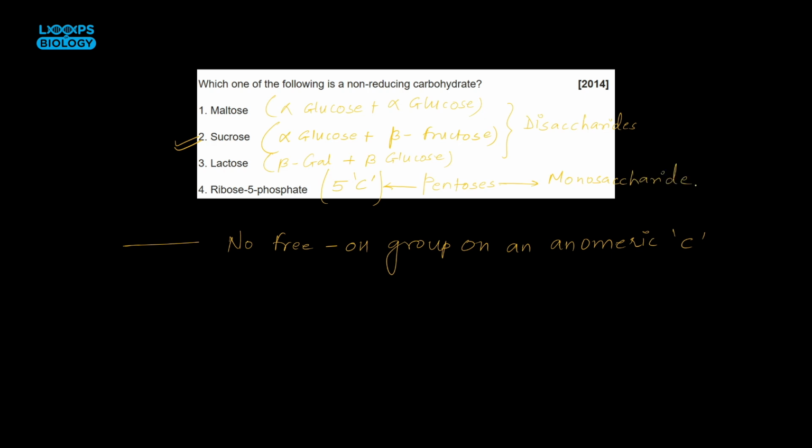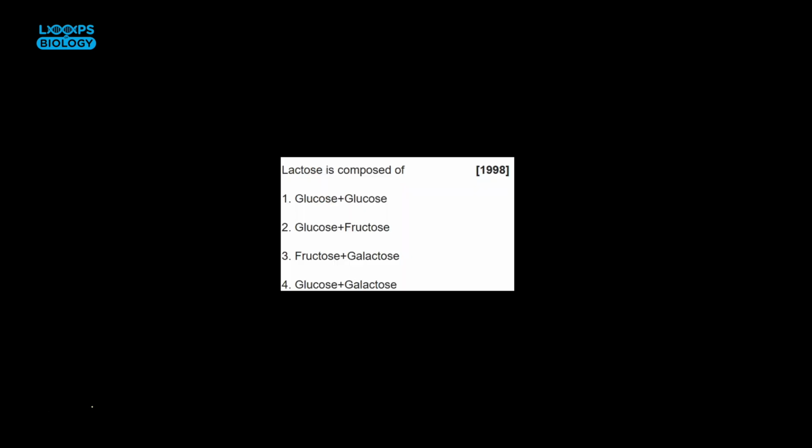Alright, so disaccharide and monosaccharide. Mostly monosaccharides are not going to be your non-reducing carbohydrate. Let's move on to the next: lactose is composed of, as I told you, glucose and galactose. So option number 4. In 1998 it has been asked, and there are many of the questions which I am going to cover which are asked in the NEET examination as well, and those are very tough.